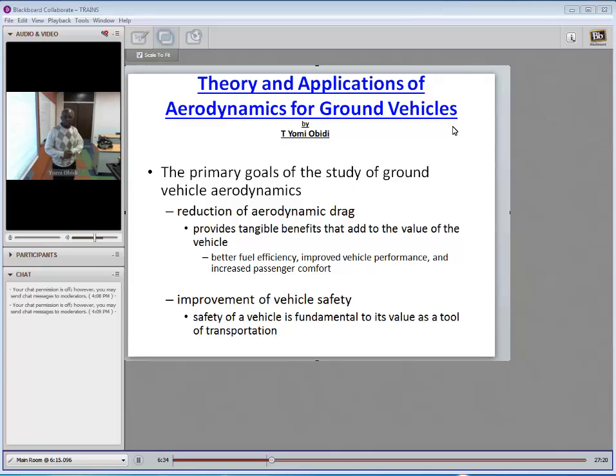Welcome again to Theory and Applications of Ground Vehicle Aerodynamics. In this session, we will look at the aerodynamics of trains.